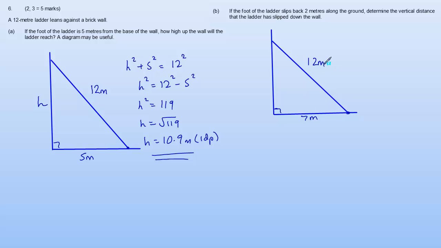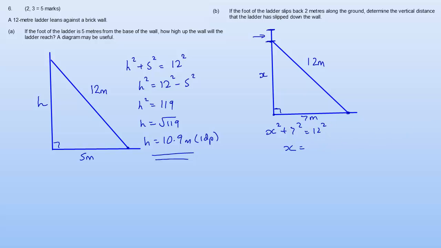Of course, the ladder's still the same length. I'm going to call this distance x from here to here. What we're actually after is the distance it's slipped down. But if I calculate x, this distance here will just be h minus x. So x squared plus 7 squared equals 12 squared.